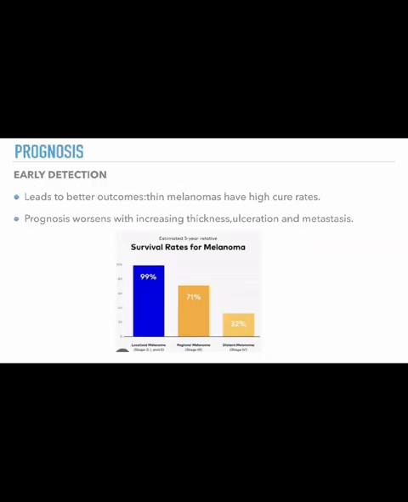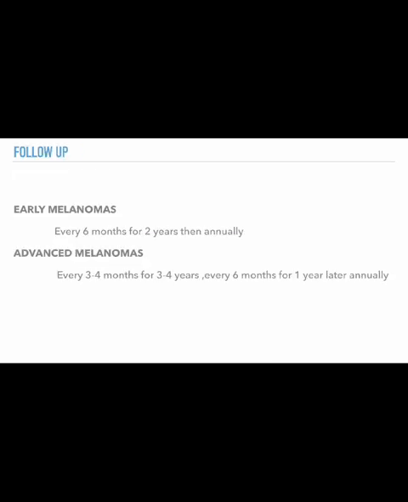Next, the prognosis. Early detection leads to better outcomes. Thin melanomas have high cure rates. Prognosis worsens with increasing thickness, ulceration, and metastasis. And follow-up: for early melanomas, every 6 months for 2 years, then annually. For advanced melanomas, every 3 to 4 months for 3 to 4 years, and then every 6 months for 1 year later.